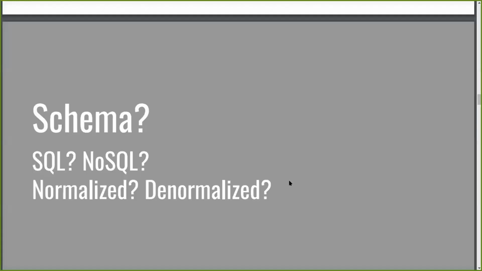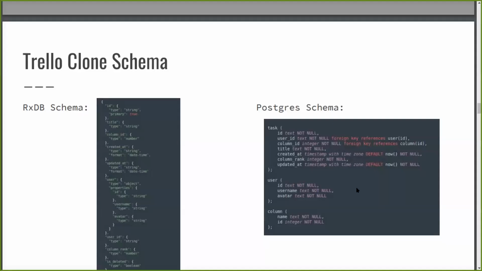So for the Trello clone, firstly, the first question is, what would the schema look like? Would it be SQL? Would it be NoSQL? Because we all know Postgres is an SQL database and RxDB is a NoSQL database. Then the data would be normalized or denormalized. So these are the things that you need to keep in mind while you are modeling your data, because the data is going to go into both SQL and NoSQL database. So for Trello clone, this is what we came up with.